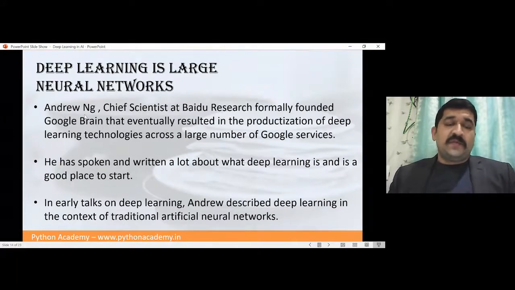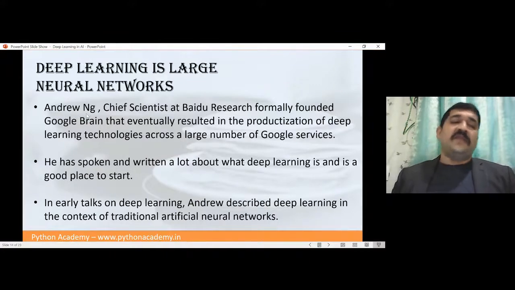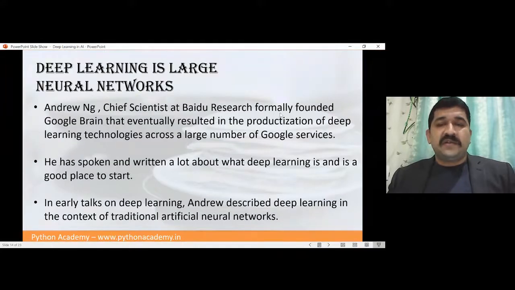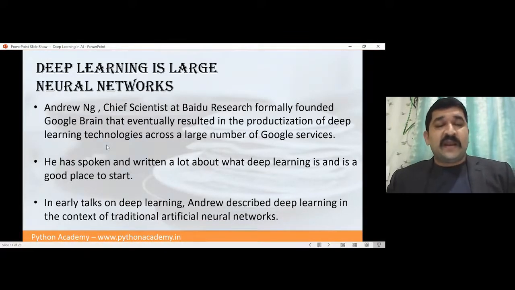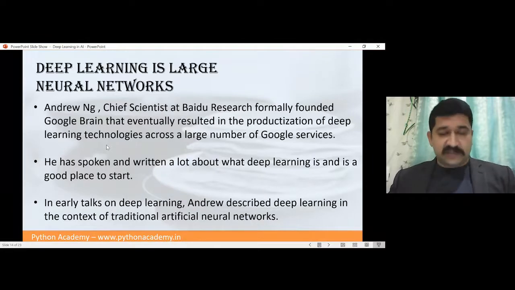The most famous person in this deep learning and machine learning field is Andrew Ng. Andrew Ng is the chief scientist at Baidu Research and formally founded Google Brain, which eventually resulted in the production of deep learning technologies across a large number of Google services. So there was a very famous project called Google Brain. A lot of brainy people were working there, and on that line they came up with this idea. Andrew Ng also has a lot of videos, you can check on YouTube or something.